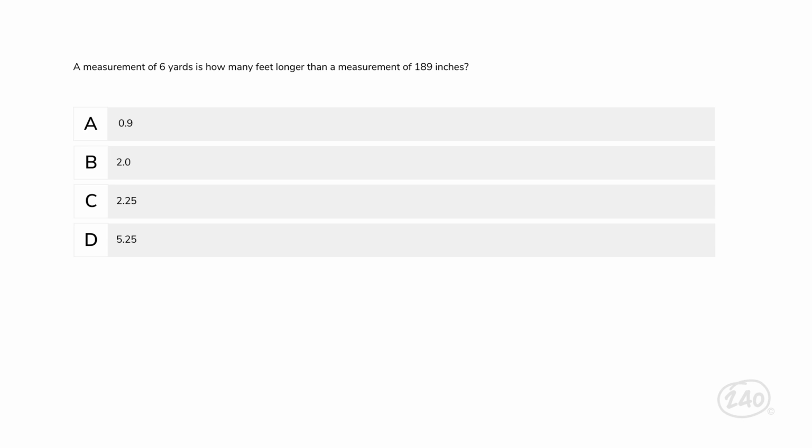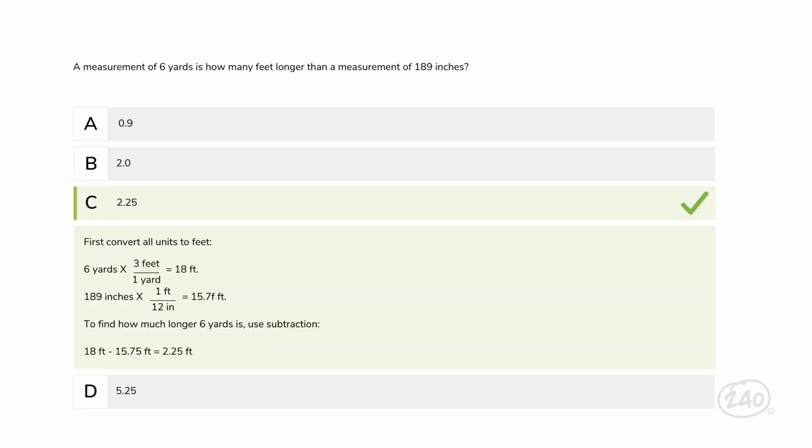First, convert all units to feet. Then, to find how much longer 6 yards is, use subtraction. So, 2.25 feet is the correct answer.